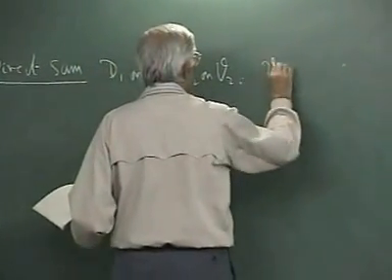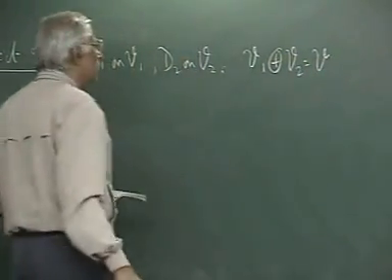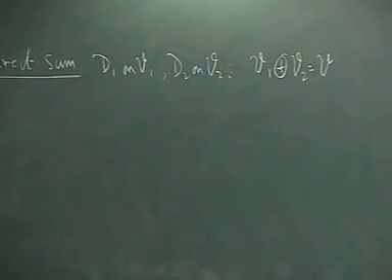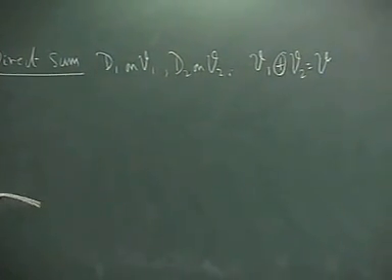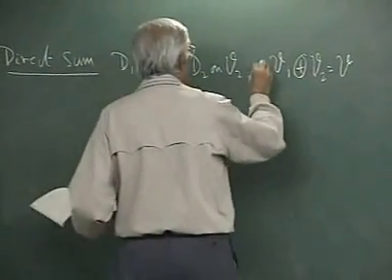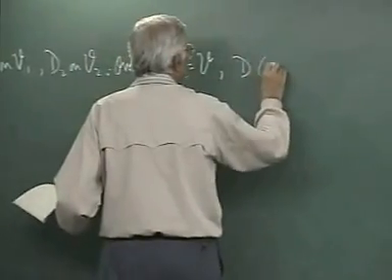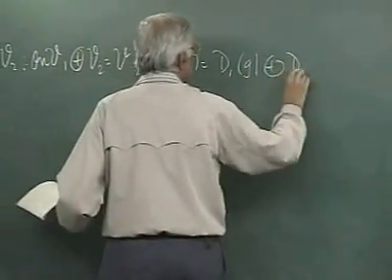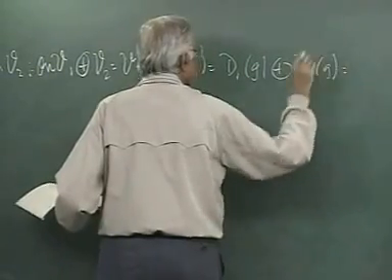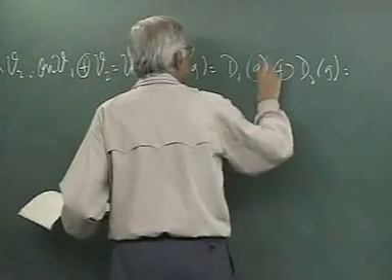Then you first form the direct sum of V1 and V2, call it V. And I assume you know from linear algebra what is the meaning of the direct sum of two vector spaces. Then we say on this direct sum, we can define the direct sum representation, which is written in this way: D1 direct sum D2. How is it defined?